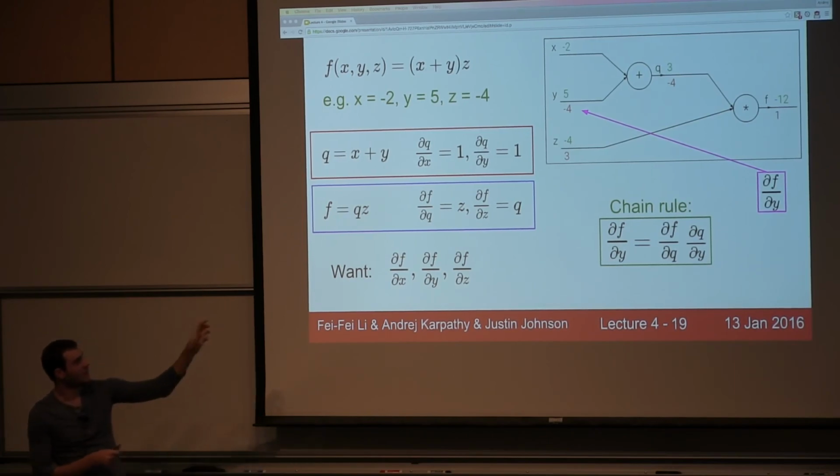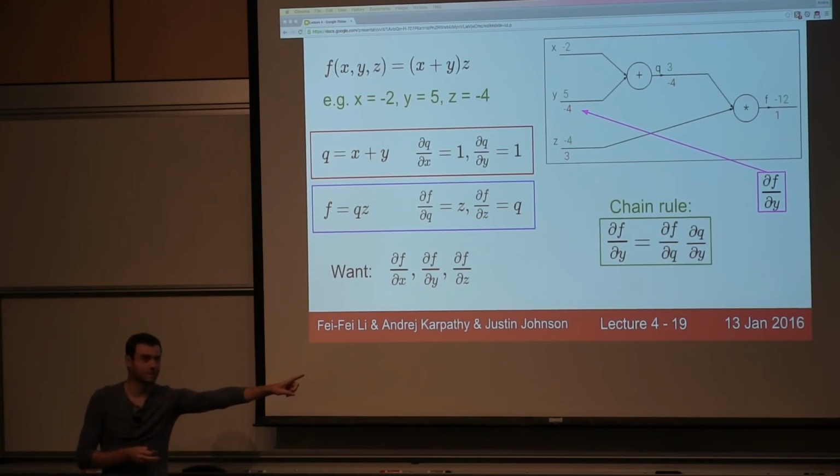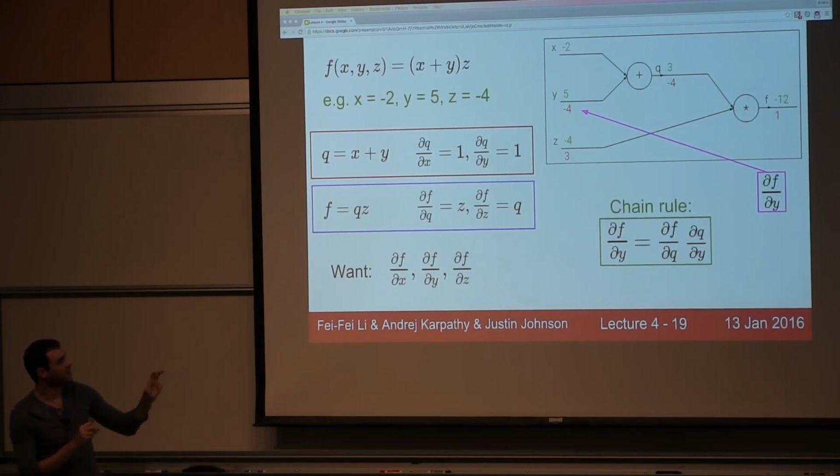Okay? And now what we eventually would like is the influence of y on the final output of the circuit. And so the way this ends up working is you take the influence of y on q, and we know the influence of q on the final loss, which is what we're recursively computing here through this graph. And the correct thing to do is to multiply them. So we end up with -4 times 1, okay, -4.